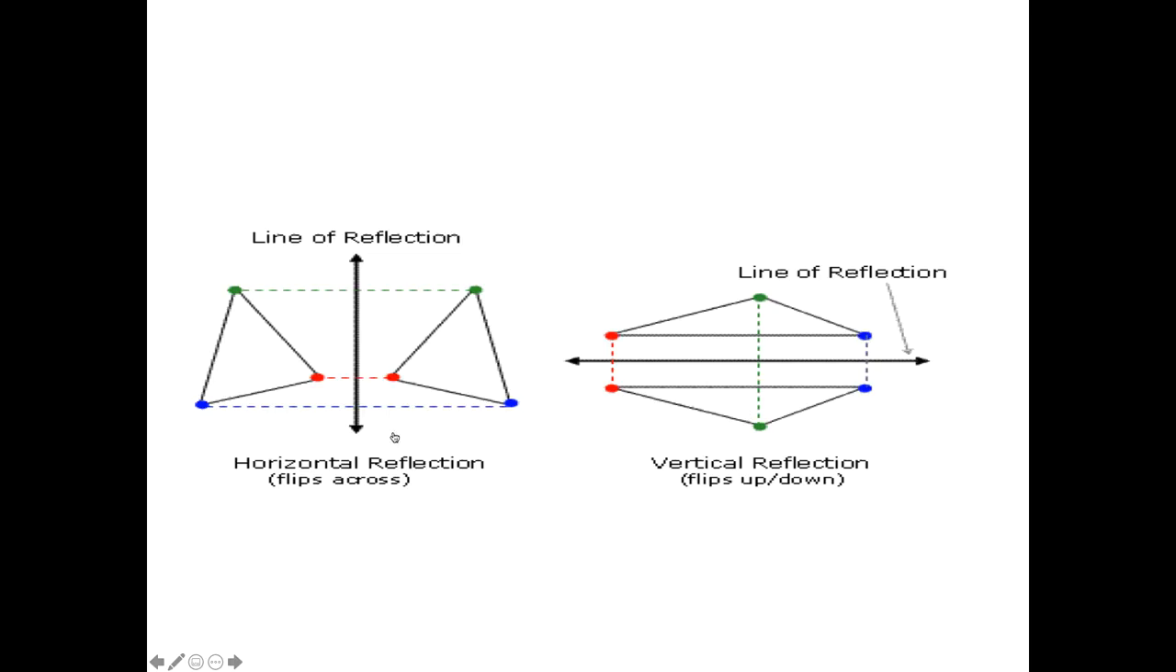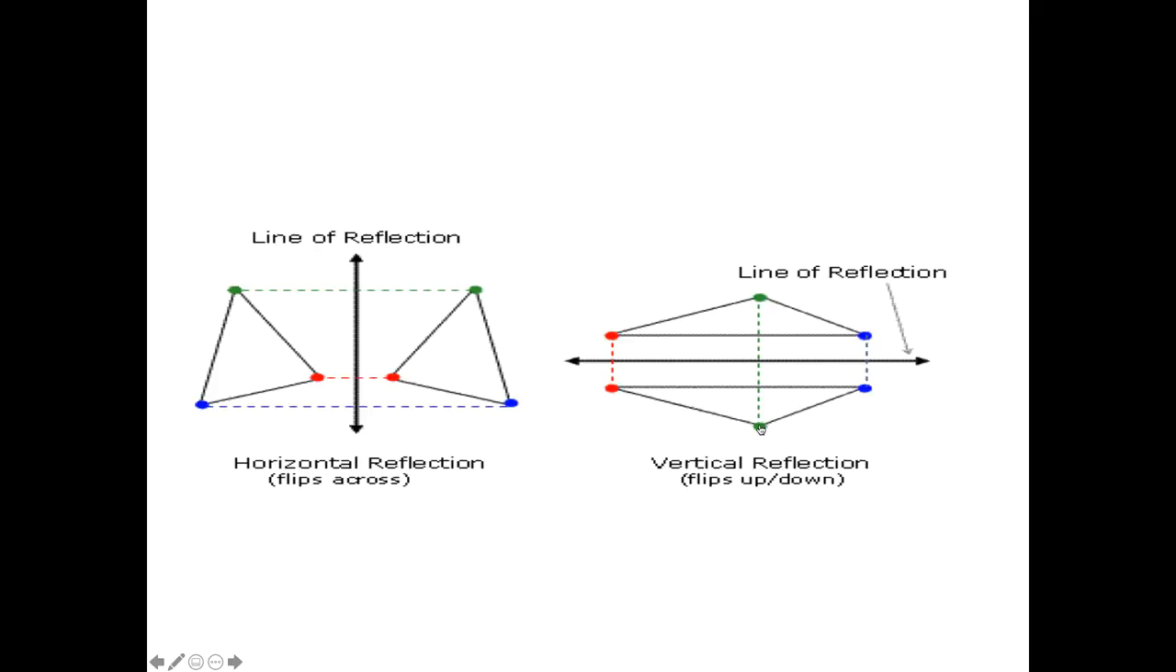Here are two examples of images, triangles, that have a line of reflection. This vertical line right here is our line of reflection. You'll notice that the vertices, or the corners, of the triangles are the same distance from the line of reflection. The green vertex and the green vertex, same distance. The red and the red are the same distance, and the blue are the same distance. This would be a horizontal reflection that would flip over the y-axis, or a vertical line.